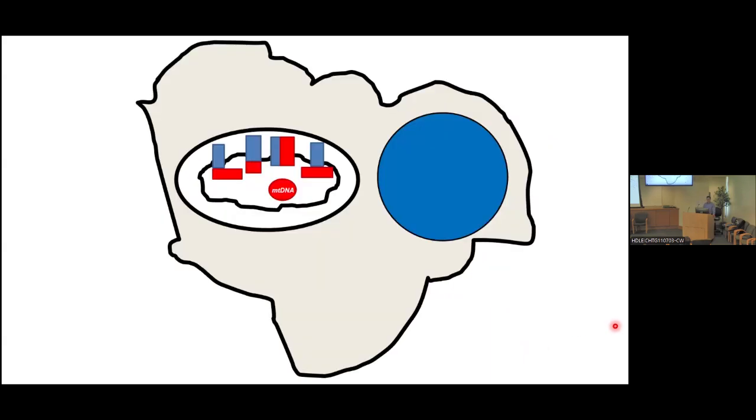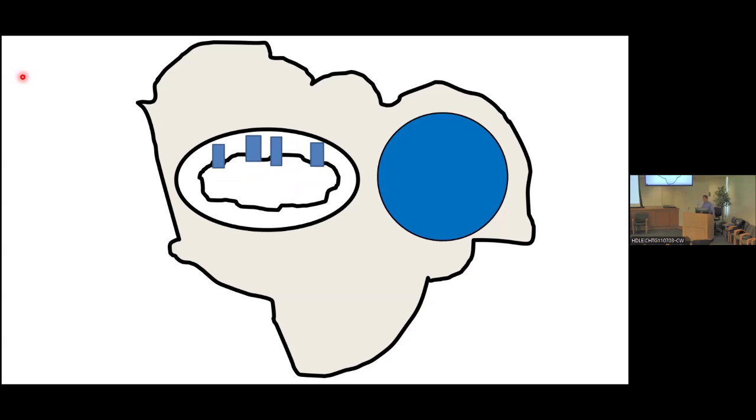You take a cell line, we'd like to work with neuronal cell lines, and here's a nucleus in blue, mitochondria with mitochondrial DNA in red. In blue are the nuclear encoded respiratory chain subunits, and in red are the mitochondrial DNA encoded subunits. Now, it's possible to completely eliminate the mitochondrial DNA from these cells. When you do that, of course, you eliminate the mitochondrial DNA-encoded respiratory chain subunits. You have a respiratory incompetent cell, and it's called a rho 0 cell.